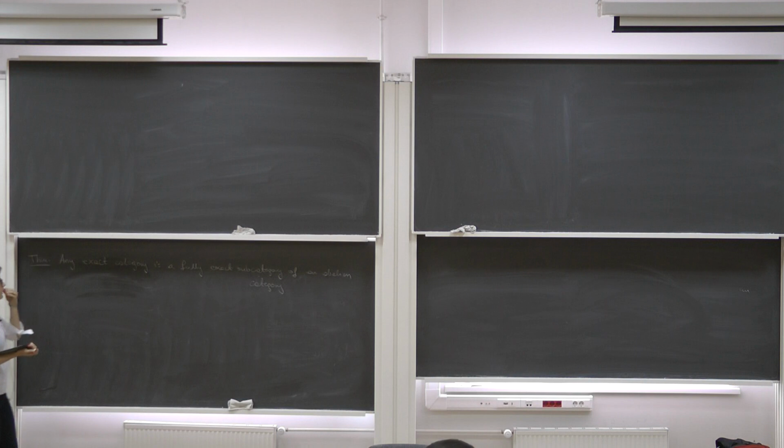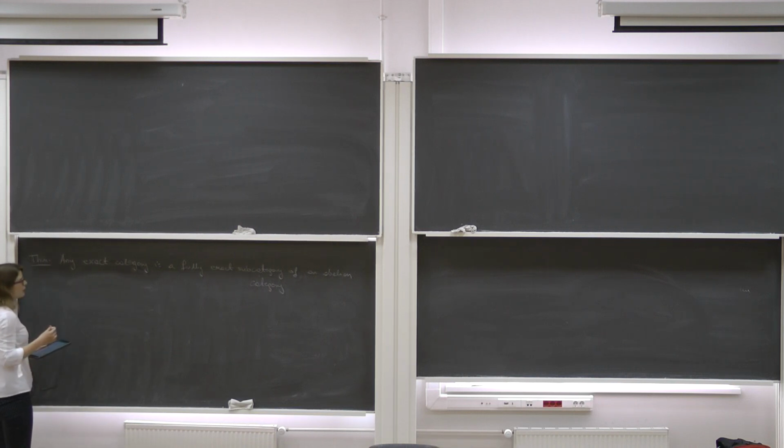So for example, to determine whether an exact category has kernels is not an easy question. Even if you know that it's not closed under kernels in this big abelian category, it still doesn't mean that it does not have kernels on its own. Okay, so what I want to do is mimic somehow the theory of abelian and triangulated categories in the world of exact categories.